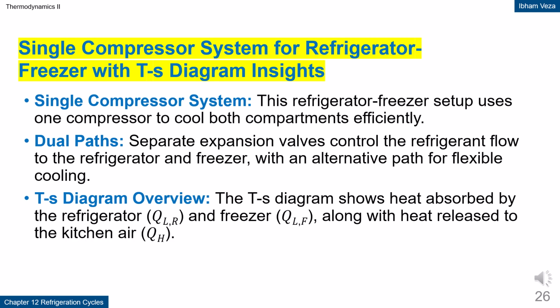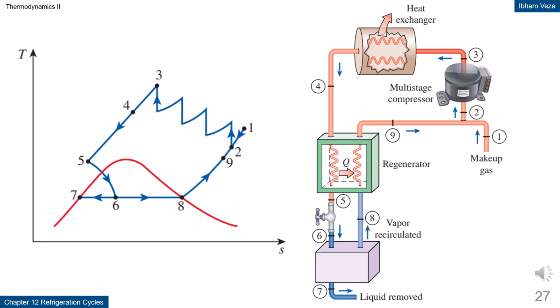Single compressor system explanation. The main concept of this system is efficiency and simplicity, while still serving two temperature levels. A single compressor raises the pressure of the entire refrigerant flow before it is split into two paths. Each path then absorbs heat from a different compartment. After that, the flows are combined again before entering the compressor. With this design, system cost and complexity can be reduced.